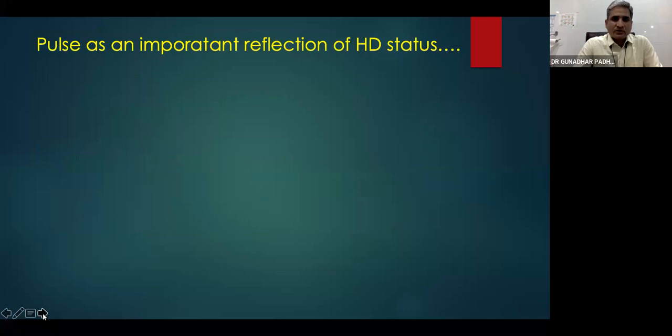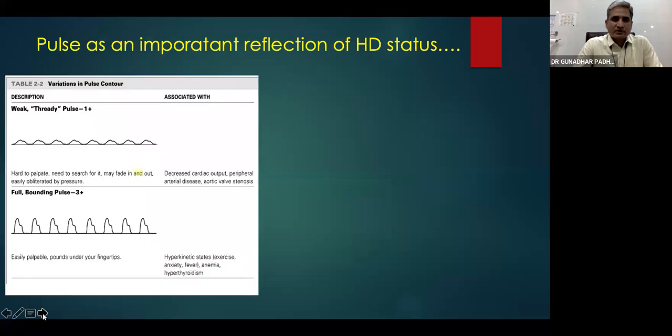Pulse is always an important reflection of hemodynamic status. And these are the different kinds of pulse. Somebody has to identify something called weak thready pulse to full bounding pulse. These are the different tracings of the pulse one has to know. And this weak thready pulse is a sign of low cardiac output, and it's also a sign of severe other cardiovascular system problems like severe aortic stenosis or sclerosis.